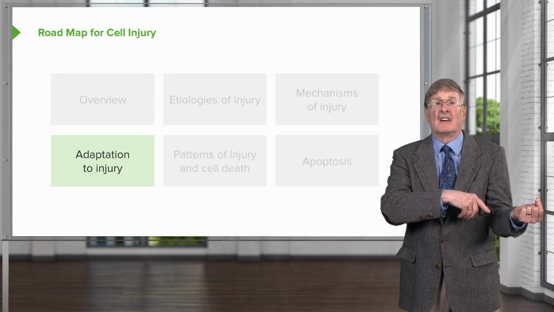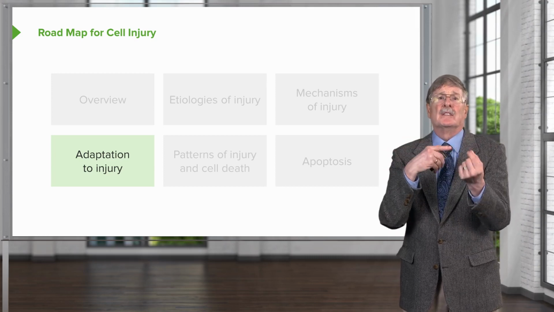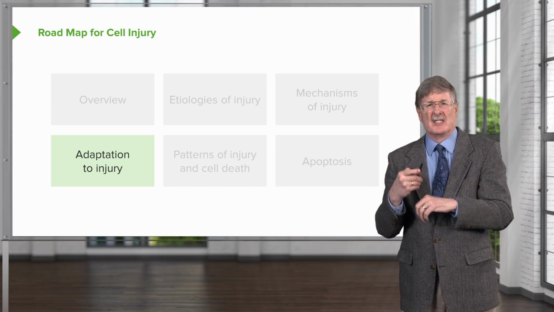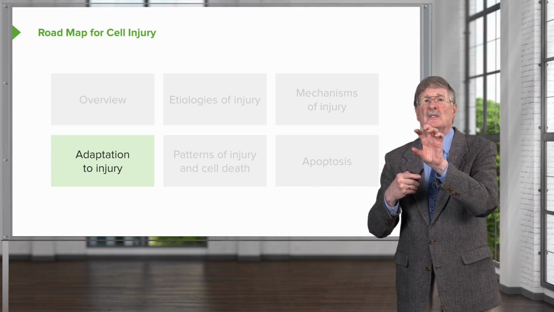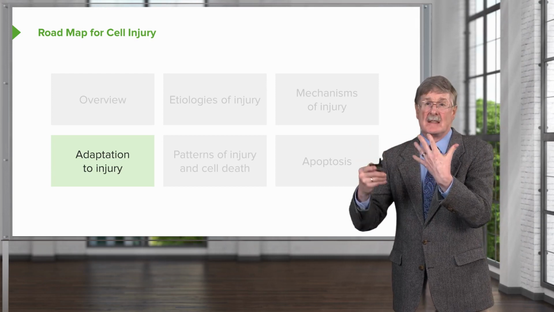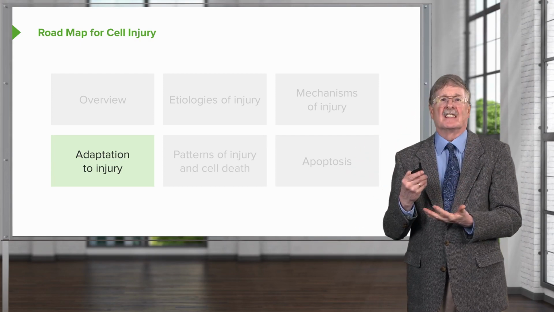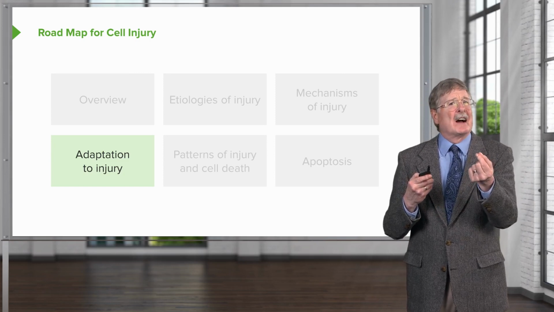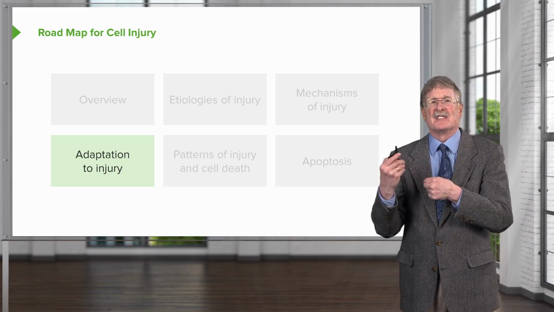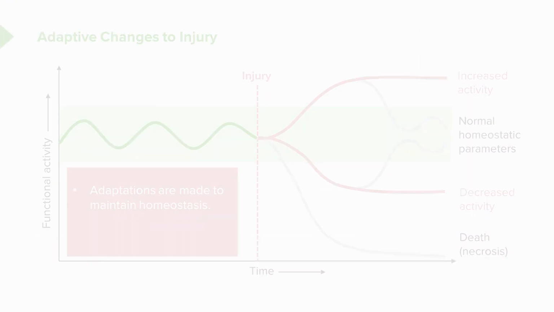We've previously talked about an overview. We've talked about things that can cause injury and how those insults actually generate injury within cells and tissue. And now we're going to talk about how tissues and cells adapt to injury rather than just die.